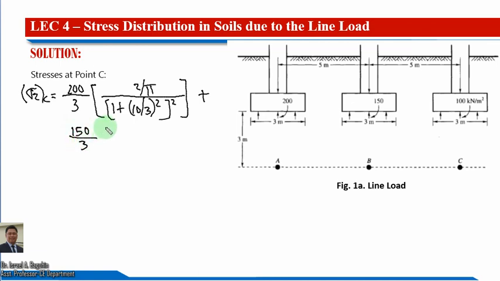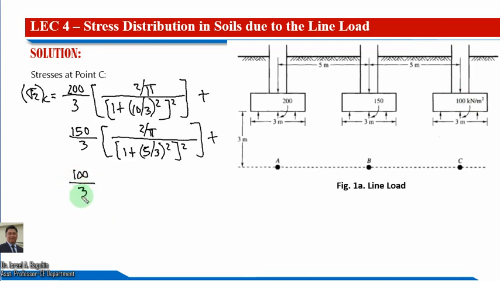150 divided by 3 times again 2 over pi, and then 1 plus our distance from here to here, which is only 5 meters. 5 divided by 3 squared raised to the power of 2, and then lastly we have now this third 14, which is 100 divided by 3 times our 2 over pi, and then we have this denominator of 1 plus our x here, which is simply equal now to 0 divided by 3 squared raised to the power of 2.